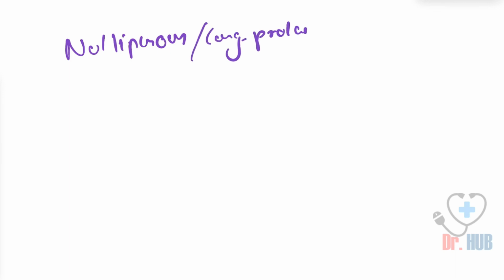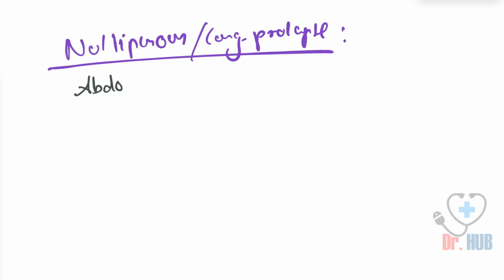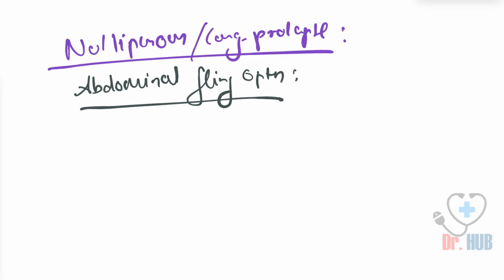To begin with, we look at the nulliparous or the congenital prolapse. In this case, there are the abdominal sling operations. So what is an abdominal sling operation?